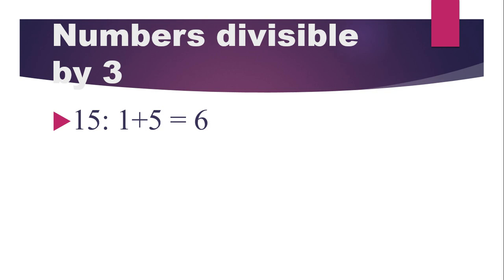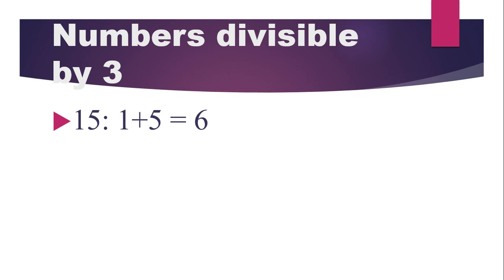15 is a two-digit number. Now, if we want to know whether or not 15 is divisible by 3, just add the digits of 15. Just let's assume we never knew whether 15 was divisible by 3. Just add the digits, 1 plus 5, and that gives us 6.